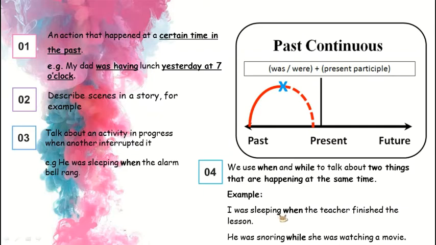For example, I was sleeping when the teacher finished the lesson. So the first action here is I was sleeping, and the second action is the teacher finished the lesson. So these two actions happened at the same time in the past. Okay, he was snoring while she was watching a movie. Now, he was snoring is the first action. She was watching a movie is the second action. Both of those actions happened at the same time in the past.